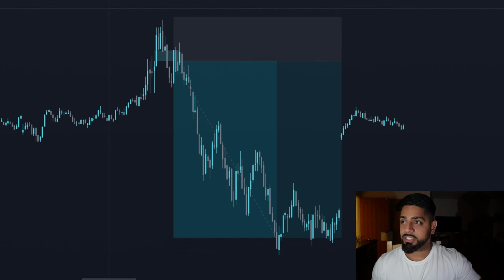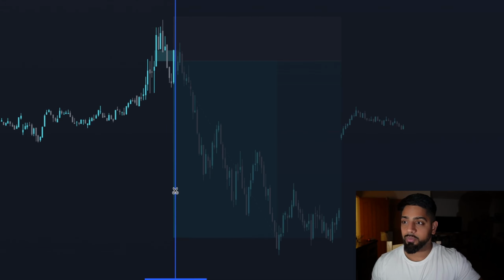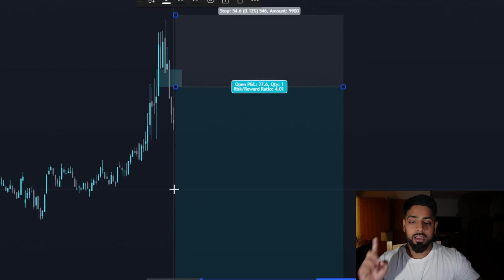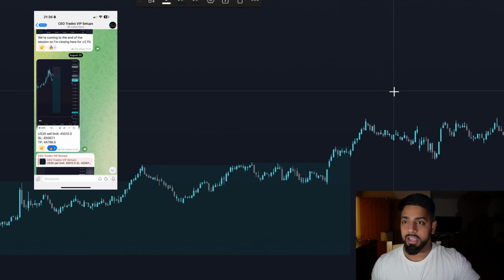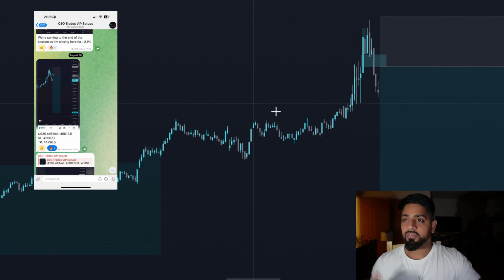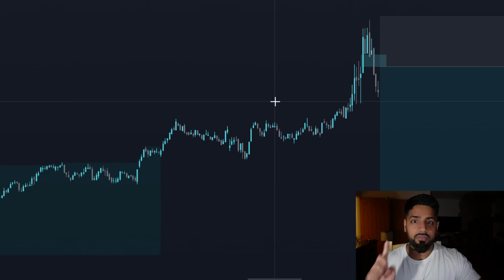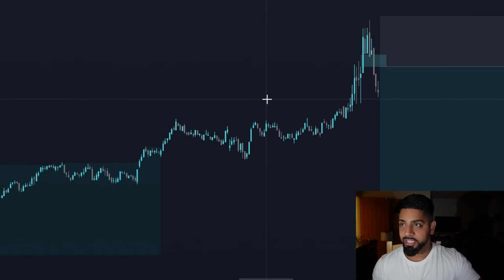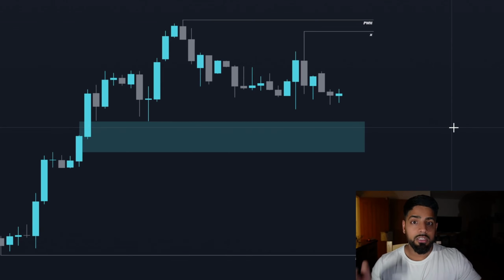So first, let's start off by taking a look at this trade which we took inside of the VIP group. And I'm going to put a screenshot of this trade right here on the screen. So first, we're going to identify the very first mechanism of this trading strategy. Where is the liquidity resting within this market? So first, we're going to start off on the higher time frames.